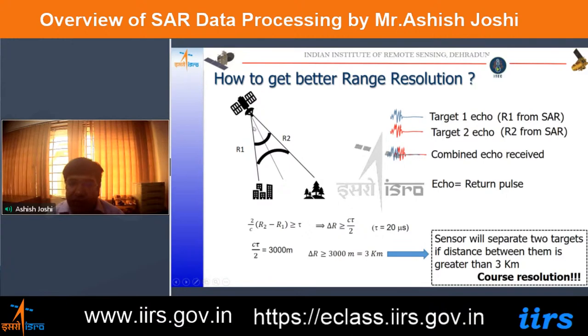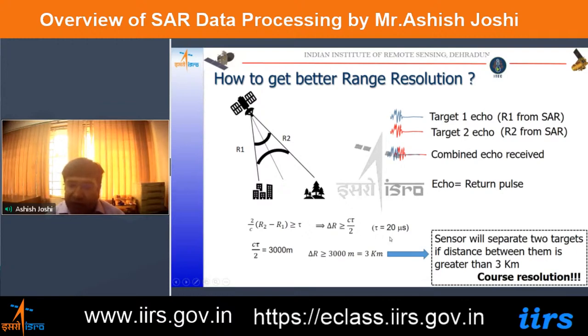So when it is received by the radar, it should discriminate these two targets as separate targets. What principle will it follow? This distance should be greater than tau. And from this formula, delta R should be greater than C tau by 2. So this is the condition to discriminate the two targets as separate targets. Delta R means the distance between these two targets should be greater than C tau by 2.